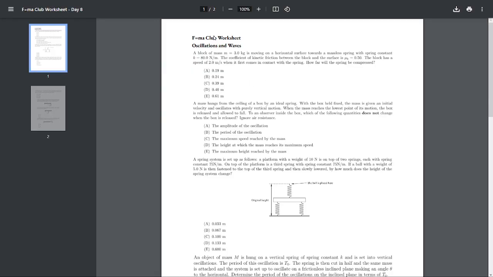So first problem. A block of mass 3 kilograms is moving on a horizontal surface towards a massless spring with a spring constant of 80 newtons per meter. Coefficient of kinetic friction is 0.5. Block has a speed of 2 meters per second when it first comes in contact with the spring. How far will the spring be compressed? So this is not a hard question.